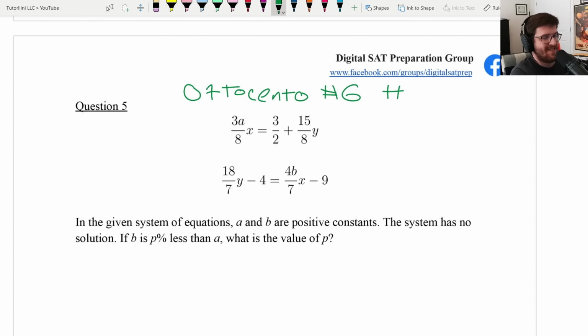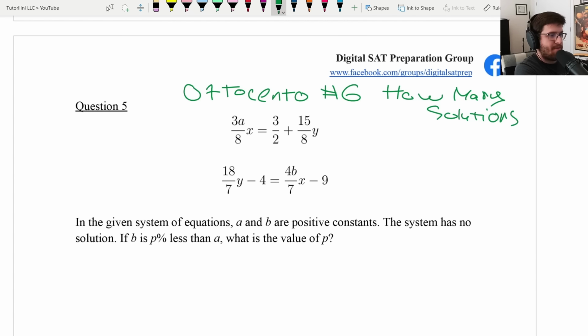All right, let's get started. So the first thing I'm going to do, I go over this in the Ottocento video number 6. The first thing we're going to do when we see fractions like this, guys, is we're going to clear the denominators. So to clear the denominators, we're going to find the LCD, least common denominator, of both equations and multiply the entire equation by that LCD.